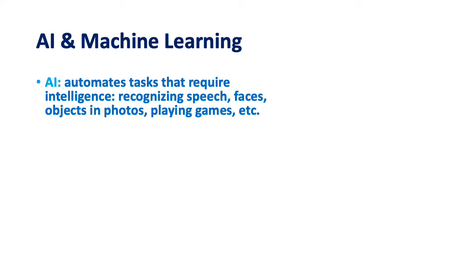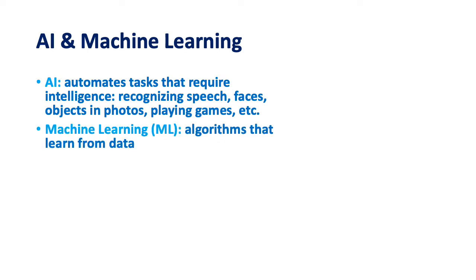Artificial intelligence is a field which seeks to build algorithms that automate tasks which require some form of intelligence, such as recognizing spoken speech, faces, objects in photos, playing games, translating text from one language to another, and so on. Machine learning is a subfield of AI and it deals with algorithms that learn from data.